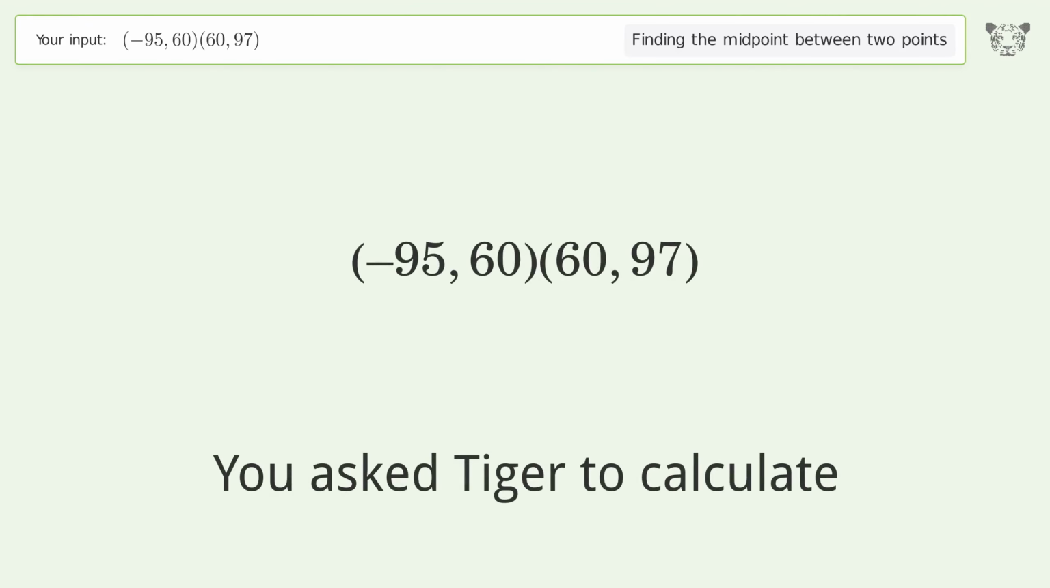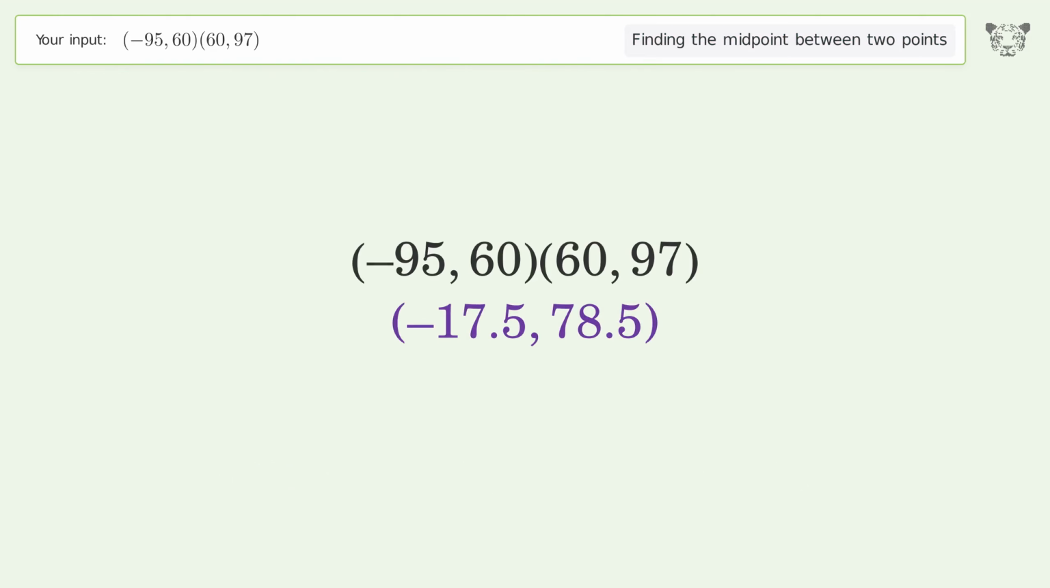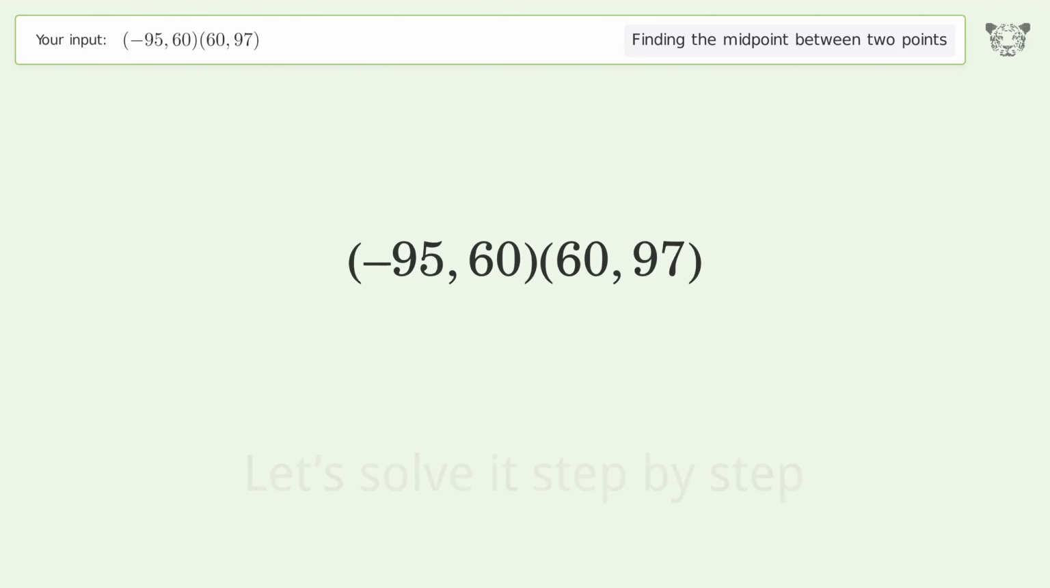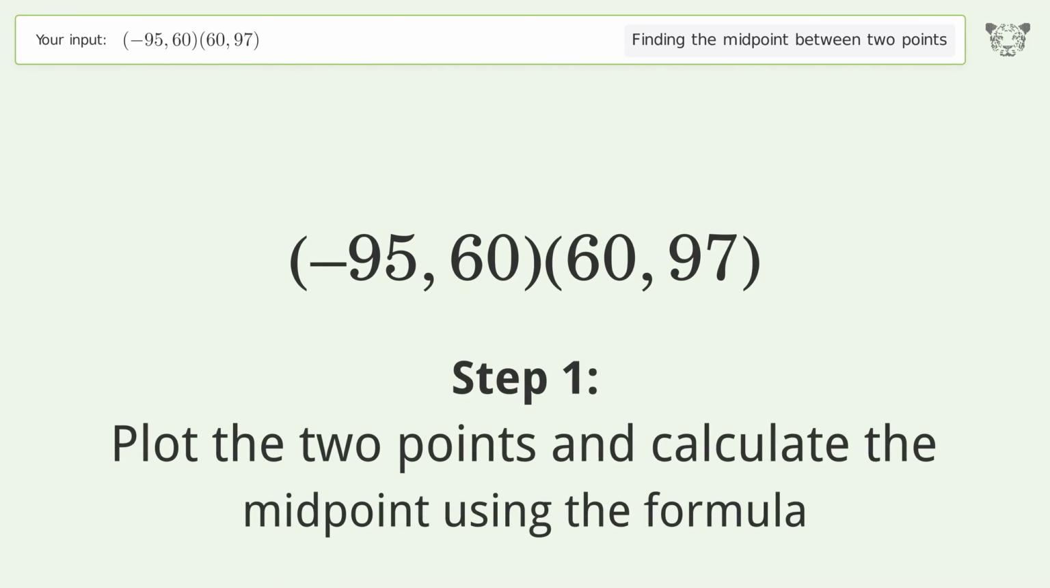You ask Tiger to calculate. This deals with finding the midpoint between 2 points. The midpoint between the 2 points is negative 17.5, 78.5. Let's solve it step by step. Plot the 2 points and calculate the midpoint using the formula.